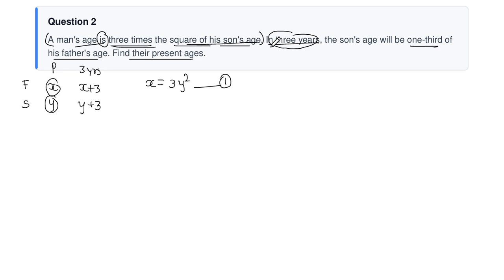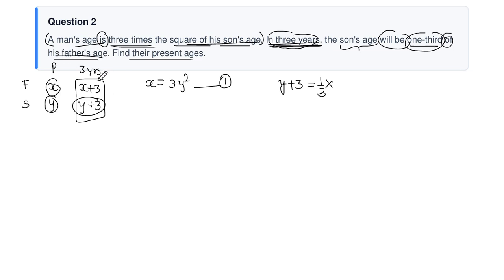Now the second thing is in 3 years. So in 3 years, what is the age? x plus 3 and y plus 3. This we have to consider. In 3 years, the son's age. So what is the son's age? y plus 3. So y plus 3 is equal to 1/3, 1 upon 3, of, which means multiply by, his father's age. So father's age is x plus 3. So we'll write down here x plus 3.